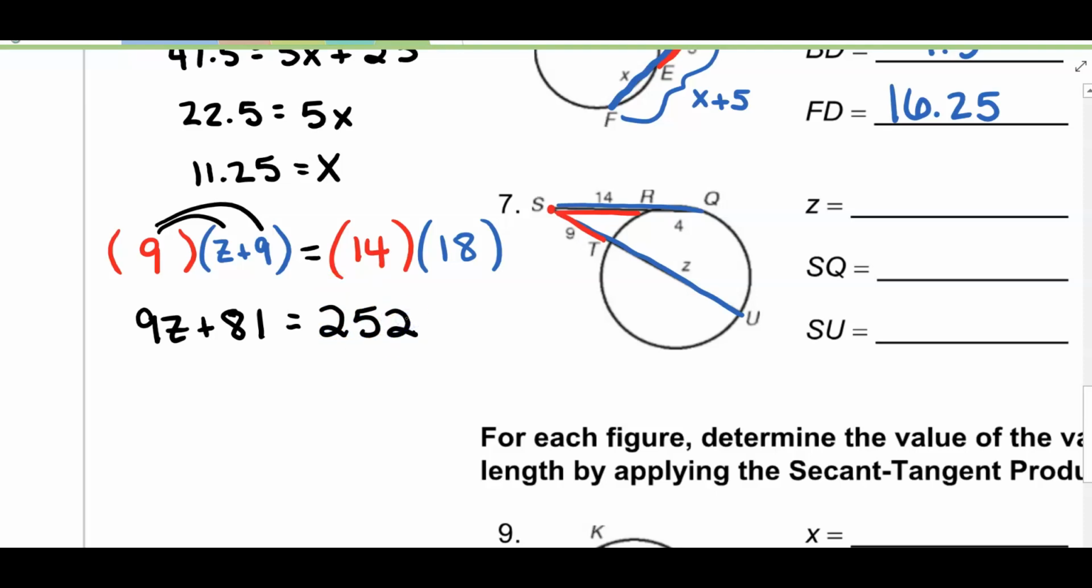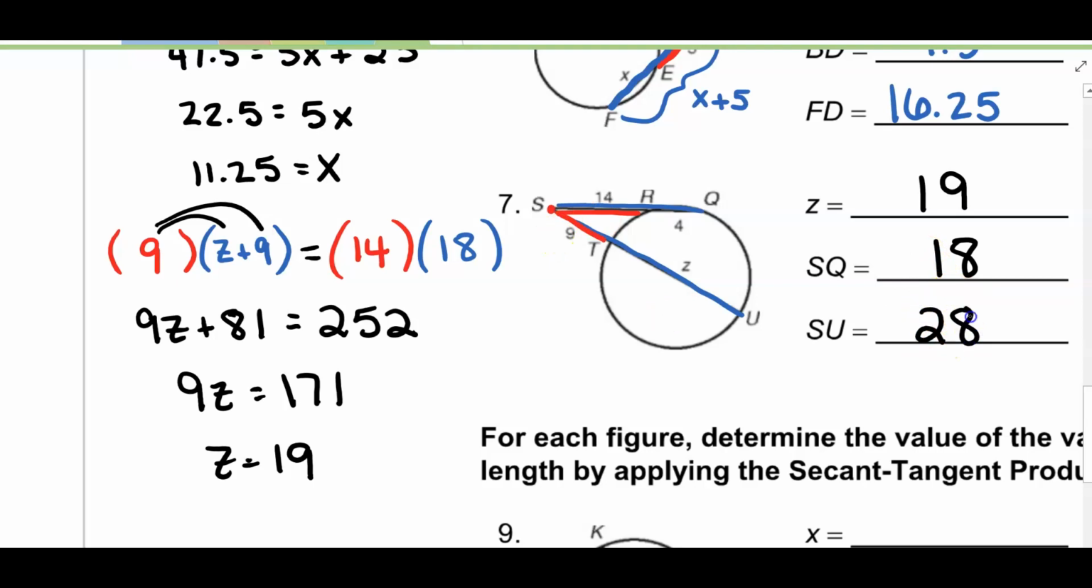Subtract 81, I get 9z equals 171. Divide by 9, and I get z equals 19. So the length of Q, we already said is a 14 plus 4, so that's 18. And now SU is going to be 9 plus the 19. Oh no. SU, the whole thing, that's going to be... Nope, sorry. 9 plus 19 is going to give us 28. Sorry about that.